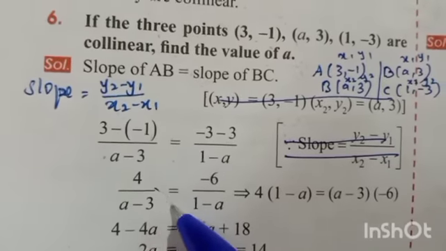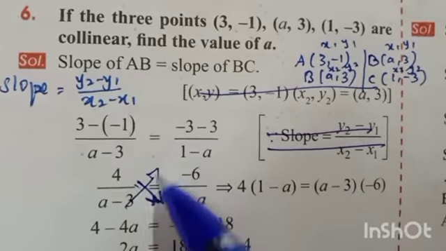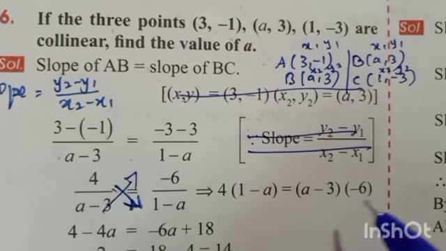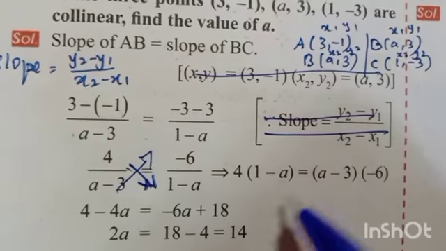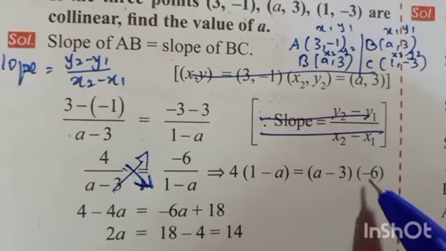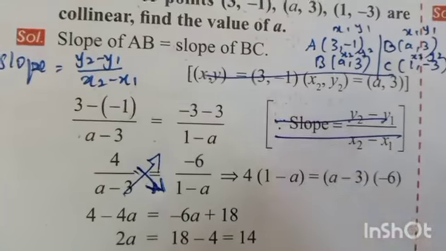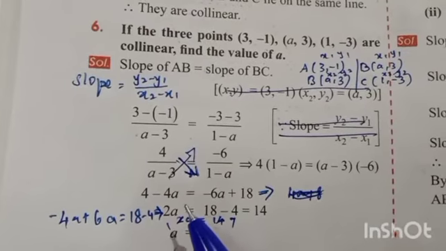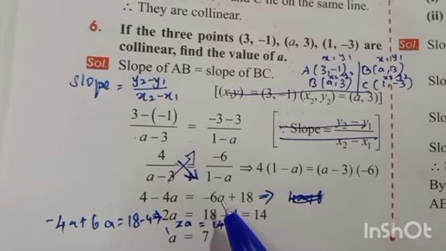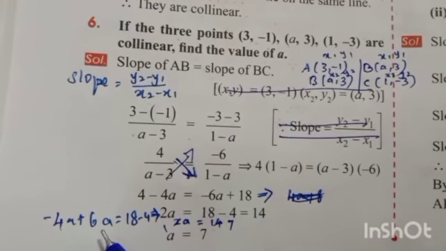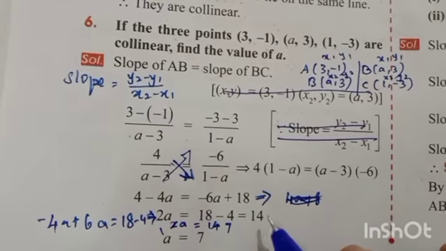Then you have to make a cross multiplication. Cross multiplication, that is 4 into 1 minus a is equal to minus 6 into a minus 3. So 4 minus 4a is equal to minus 6a plus 18. So now you have to transpose. Arrange the variable on one side, constant on one side. Minus 4a, this minus 6a transposed to the left hand side becomes plus 6a. 18, this 4 transposed to the right hand side, minus 4.